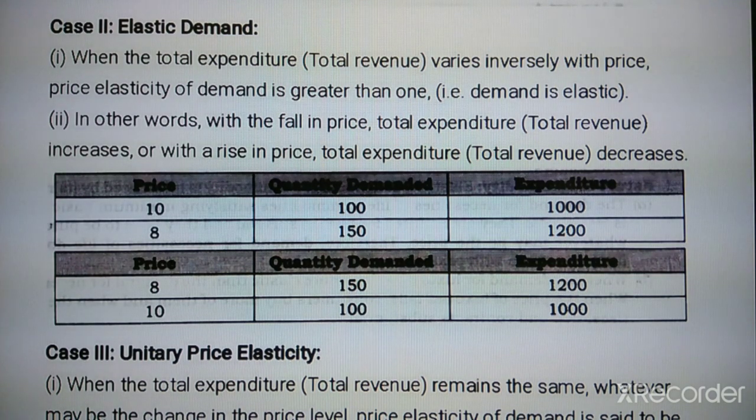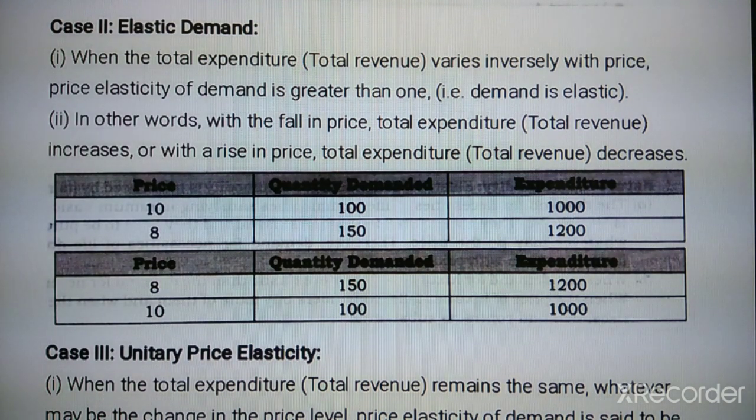In the previous case, if you see, for inelastic demand, there was a direct relation between price and expenditure. When price was decreasing, expenditure was decreasing. When price was increasing, expenditure was increasing. But here it's an inverse relation. When price is decreasing, expenditure is increasing. In the second case, when the price is increasing, expenditure is decreasing from 1200 to 1000, right? So in both the cases, both the cases indicate what?